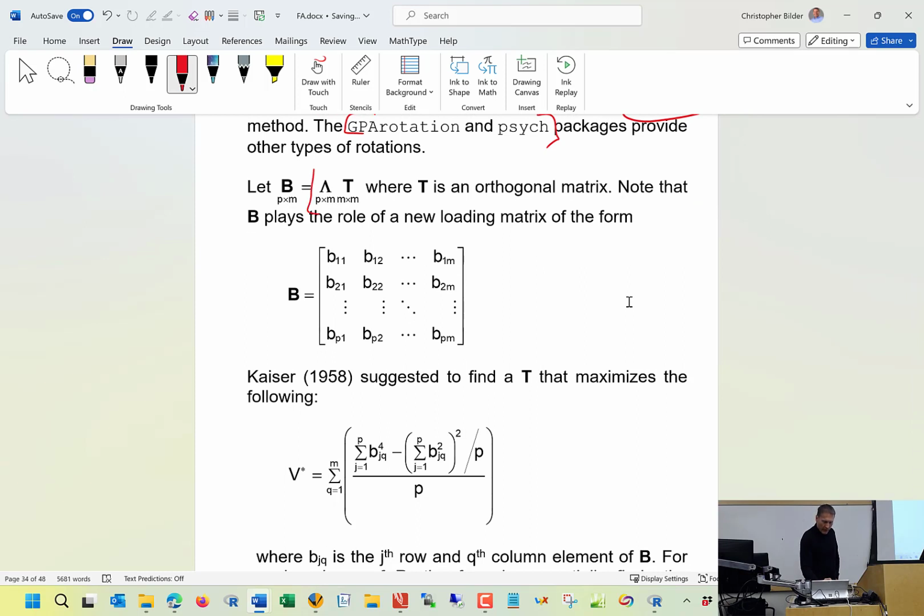So let's call this lambda times T. Rather than call it lambda star, let's just make it a different letter. It just helps with the notation. Let's call it B, for lack of a better letter. So what we want to do is find a T matrix such that we get this B matrix. Ideally, these will be our new factor loadings. And what we just saw is that what makes this easier to work with is when the b's are close to 0, or close to 1, or close to -1.